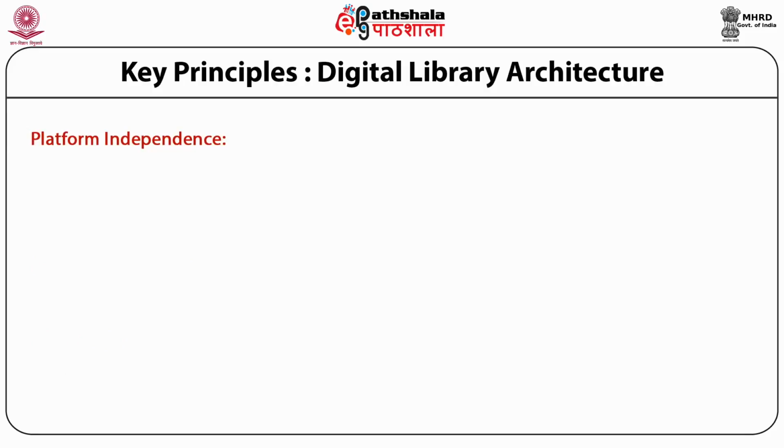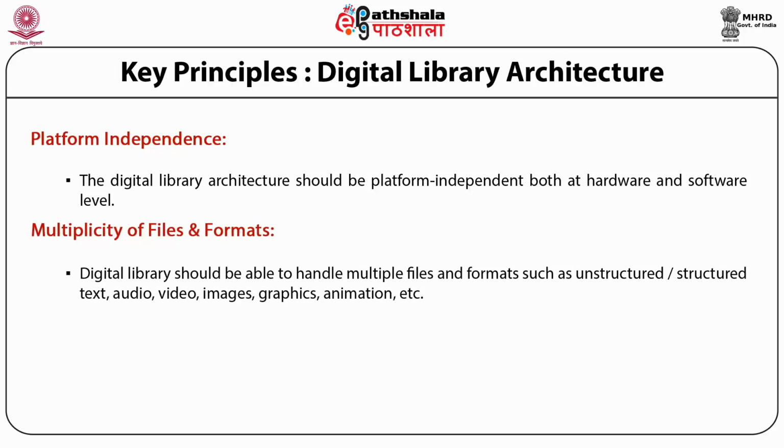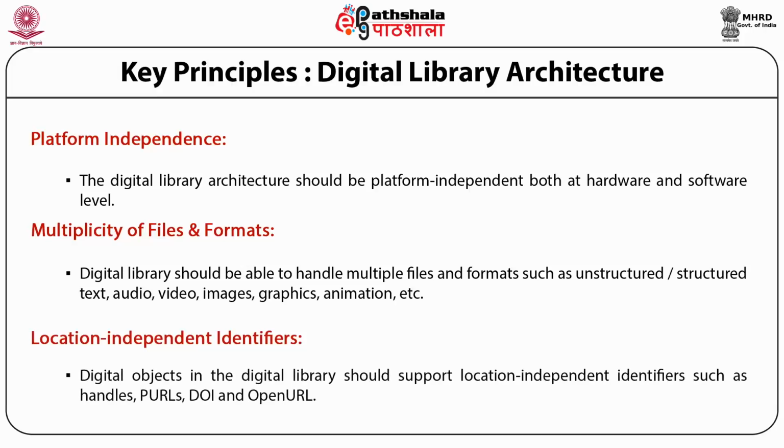Platform independence. The digital library architecture should be platform independent both at hardware as well as software level. Multiplicity of files and formats. A digital library should be able to handle multiple files and formats such as structured or unstructured text, audio, video, images, graphics, animation, etc. Location independent identifiers. The digital objects in a digital library should support location independent identifiers such as handles, PURLs, DOI and open URL.